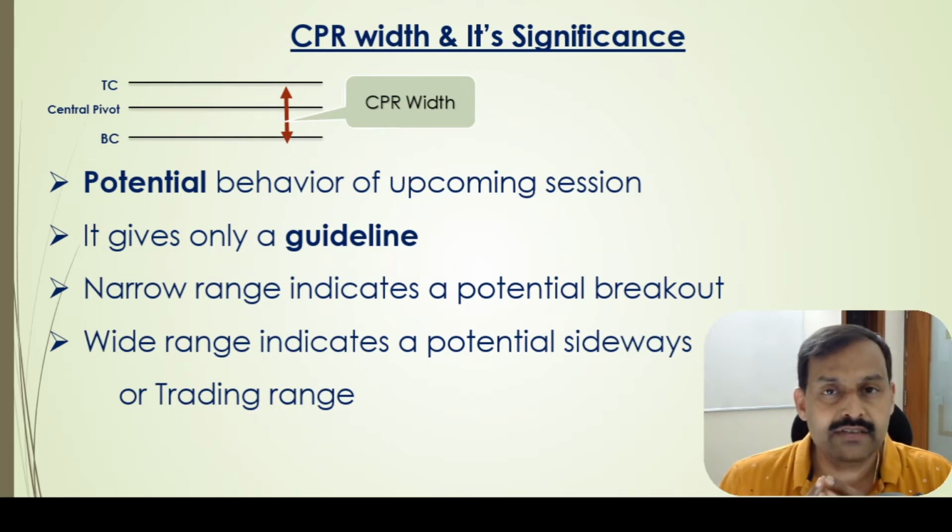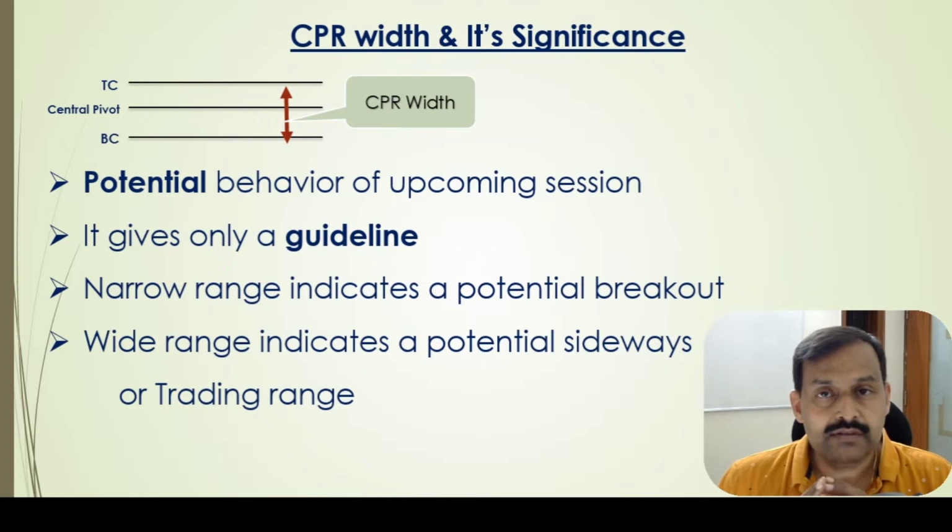And if the previous session trades in a narrow range, the width of the CPR for the following session will be narrow. The CPR width is used for the potential behavior of the upcoming session, and it only gives you a guideline. Like any other technical indicator, it is not always correct, but it is an important indicator to forecast and take certain decisions for the upcoming session.